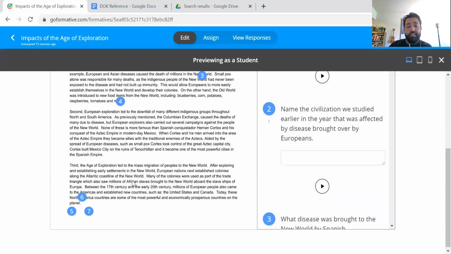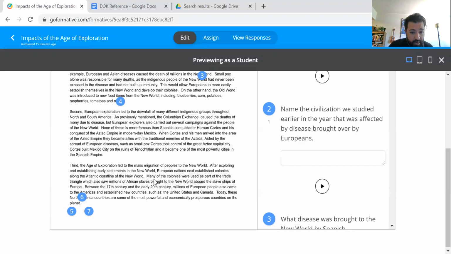Third, the age of exploration led to the mass migration of peoples to the New World. After exploring and establishing early settlements in the New World, European nations next established colonies along the Atlantic coastline of the New World. So I just want to take a step back. When you see peoples used as a word instead of just people, usually what they're referring to is people of different cultures. Okay, so if everyone's the same culture, you might say people. If we're talking about a bunch of different groups, we would say peoples.